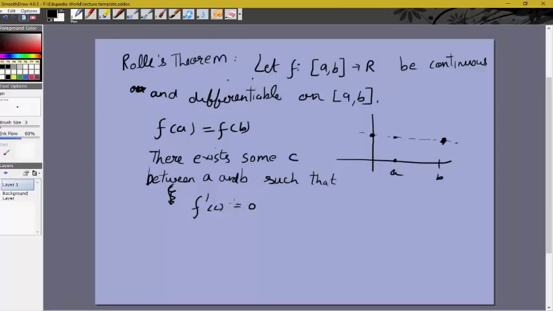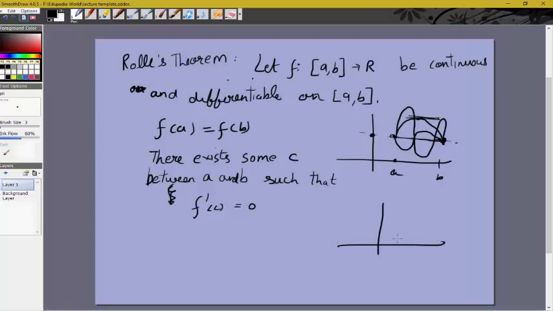So let's take first the obvious case. You go directly here, which means it is constant. Obviously 0 for every c. Any other form, whether you go like this, or like this, or like this, it doesn't matter. You will need to have at least one point where the derivative becomes 0. And that is what Rolle's theorem says.